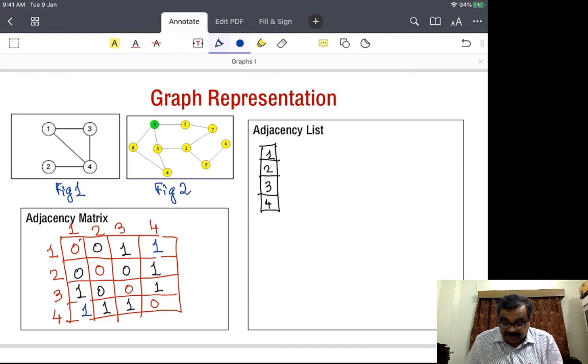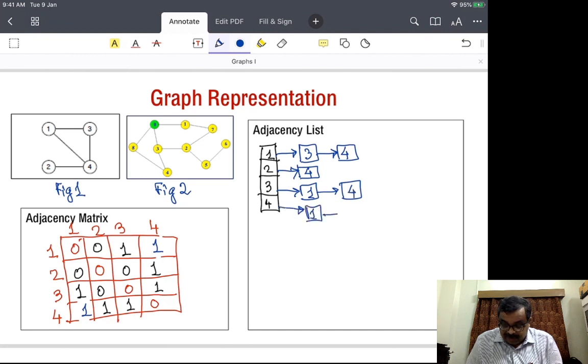So here, once we come back to this example, here are our edges. From 1, we have an edge to 3 and an edge to 4. From 2, we have an edge to 4. From 3, we have an edge to 1 and an edge to 4. And from 4, we have an edge to 1, an edge to 2, and an edge to 3.